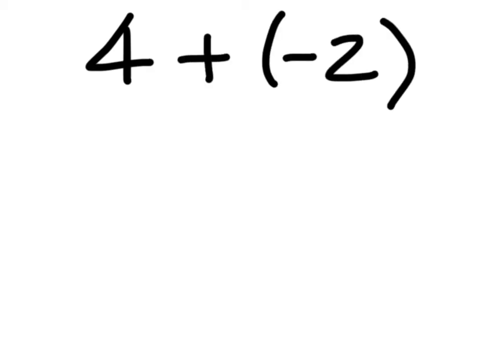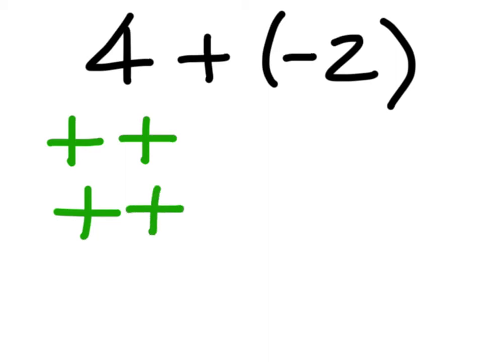Anytime it's an addition problem, you can break this up into a group of signs. I have the number 4. The number 4 is the same as 4 plus signs. And a negative 2 is the same as 2 negative signs. So if I wanted to figure out 4 plus a negative 2, I would match up all the positive and negative signs I could from left to right.